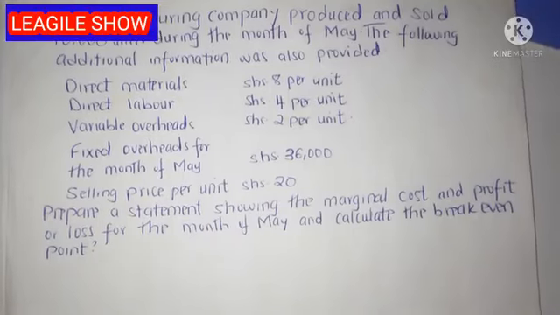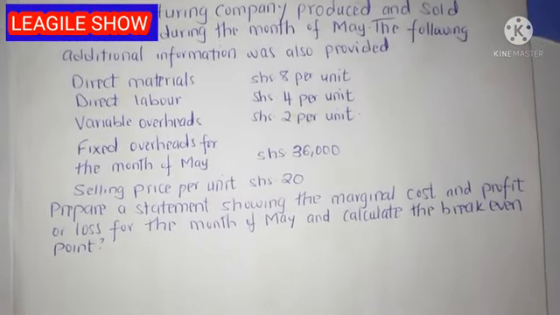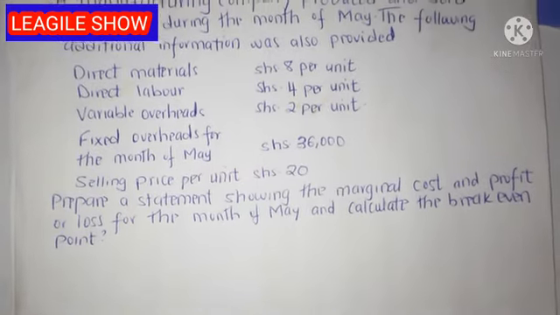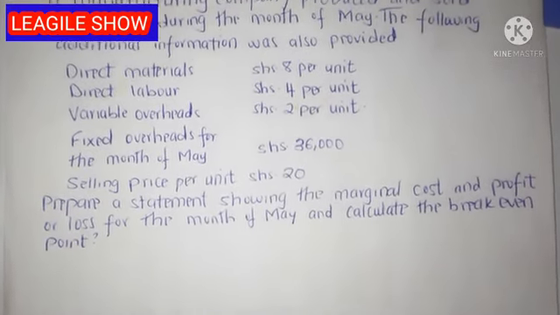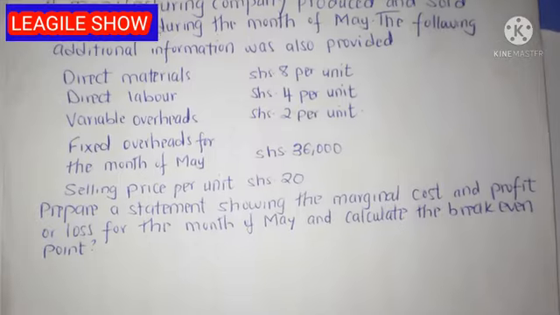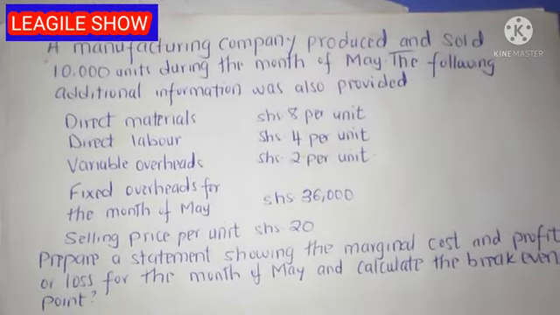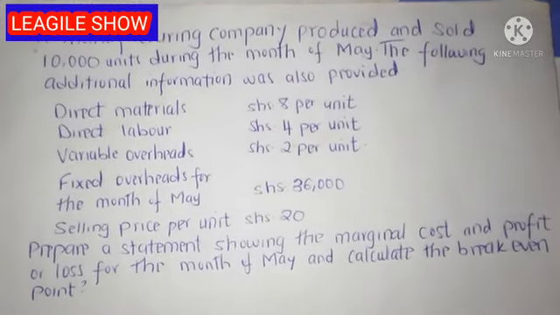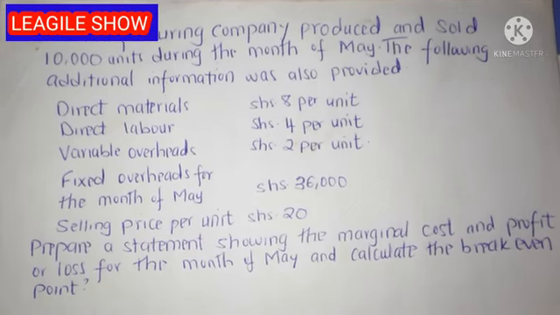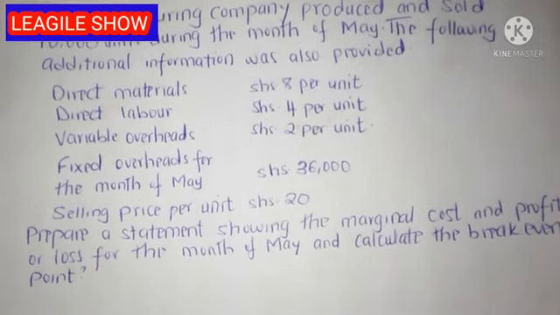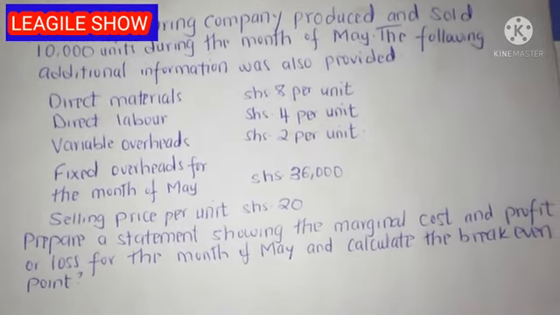So today we'll be checking on marginal costing, and we'll be checking on this calculation here where they're saying a manufacturing company produced and sold 10,000 units during the month of May. The following additional information was also provided.